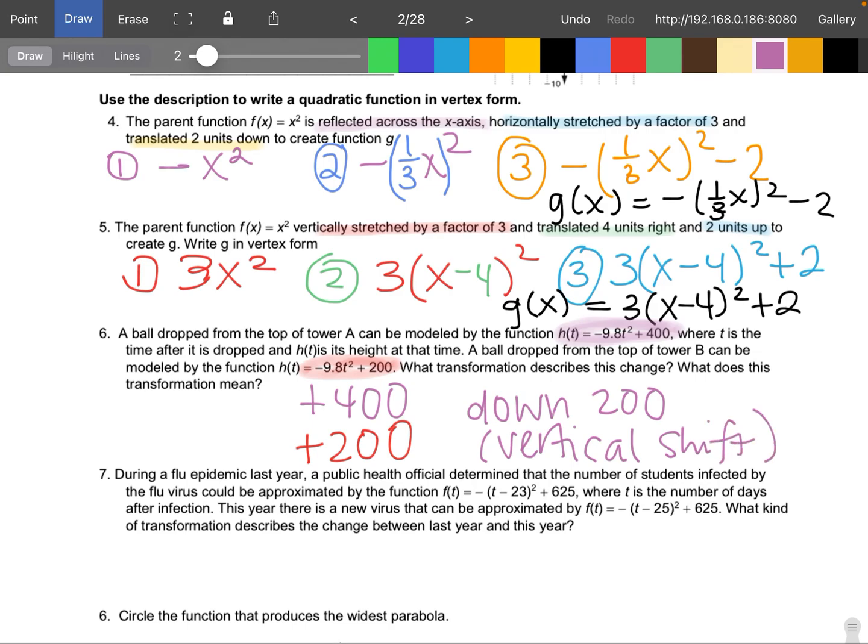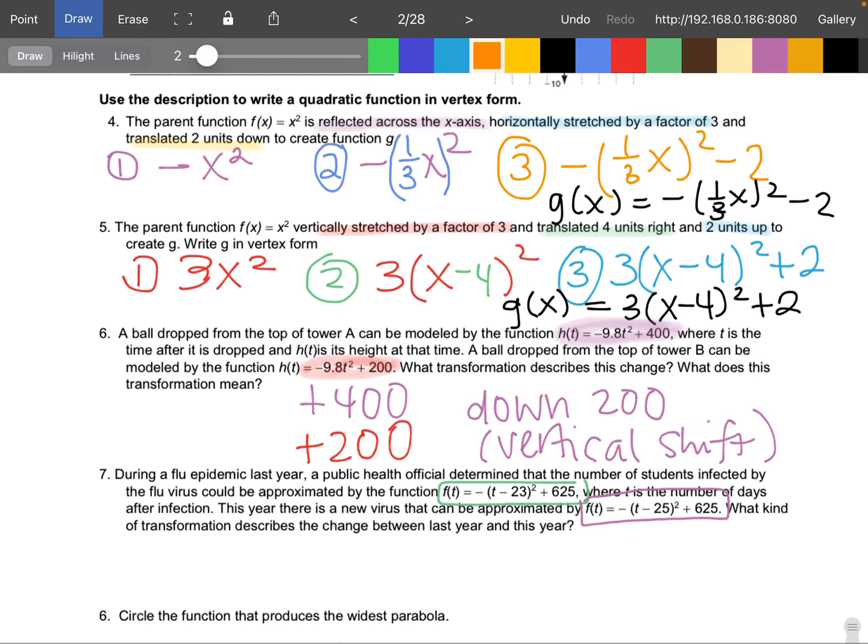Number 7. During a flu epidemic last year, a public health official determined that the number of students infected by the flu virus can be approximated by the function f of t equals negative t minus 23 squared plus 625, if t is the number of days after infection. This year, there's a new virus that can be approximated by f of t equals negative t minus 25 squared plus 625. What kind of transformation describes this change?